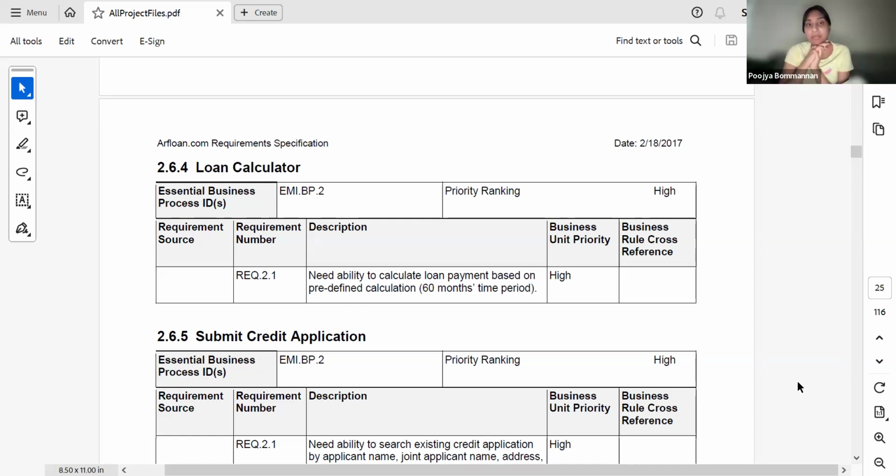What do you mean by predefined calculation? What is the formula for the 60 months time period? Does everybody agree? I guess she's asking the right question. I'm not saying she's asking a wrong question, but do you guys see where that's coming from?